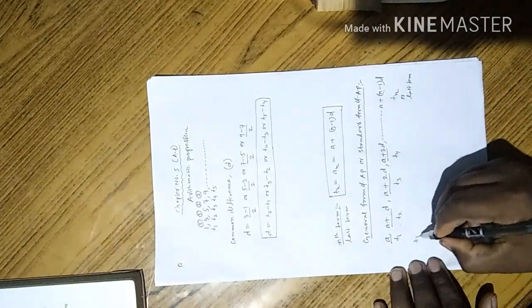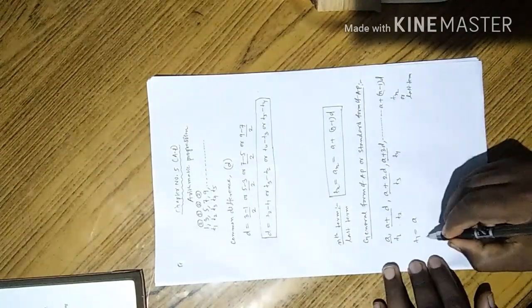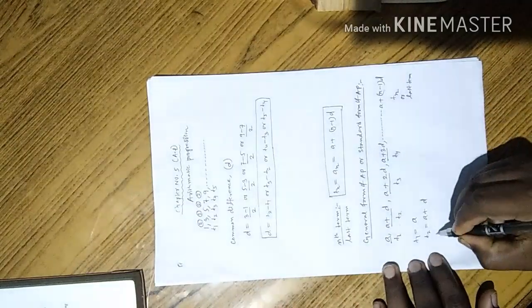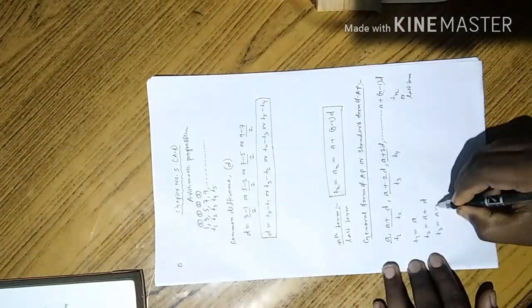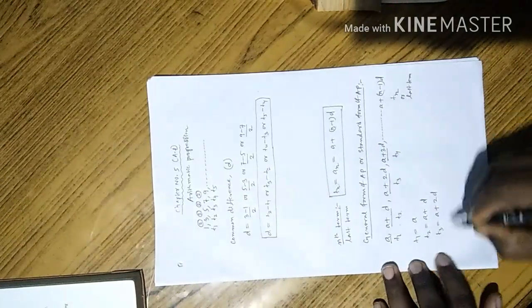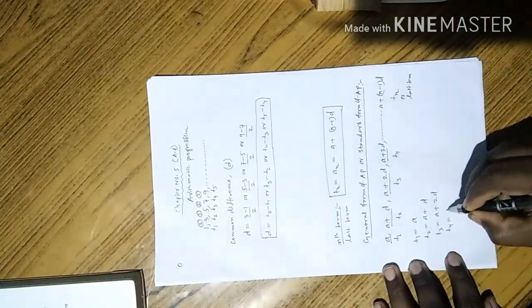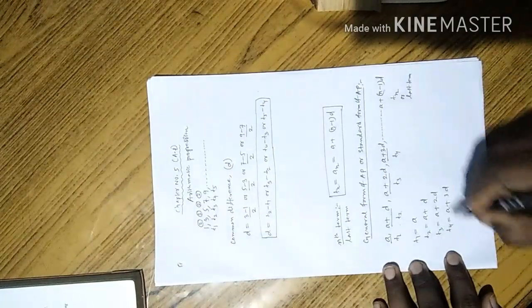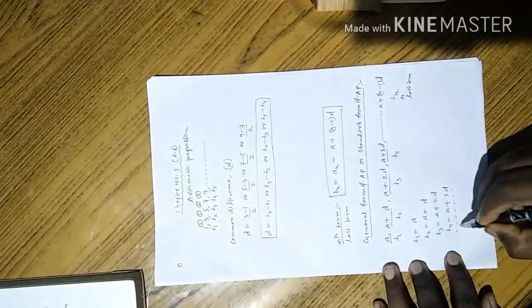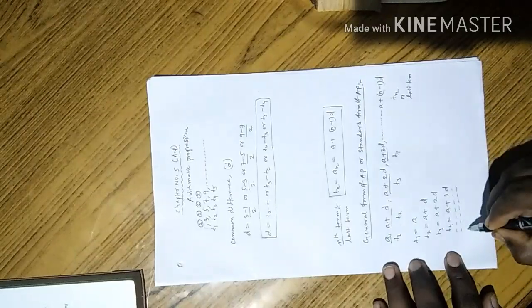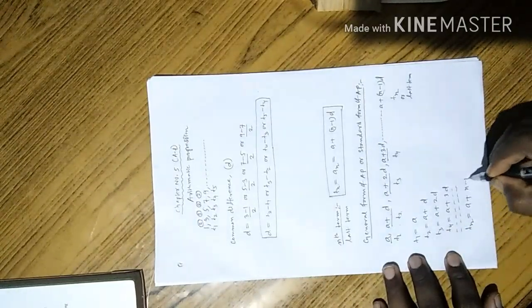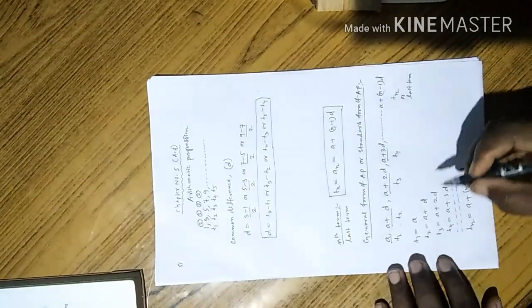So what is the first term? A. Second term, A plus D. Third term, A plus 2D. Fourth term, A plus 3D. After 4, dot dot, means 5th, 6th, 7th, 8th. So the last term Tn is equal to A plus (n minus 1) into D.